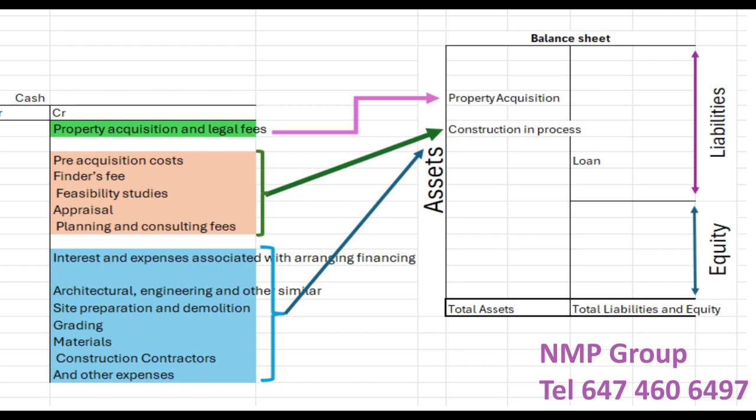Capitalize pre-acquisition costs at construction in process. Pre-acquisition costs might be finder fees, feasibility, appraisal, planning and consulting. Capitalize all building cost at construction in process. Building costs are architect, interest on loans, site preparation, materials, construction contractors and all other costs until final completion.